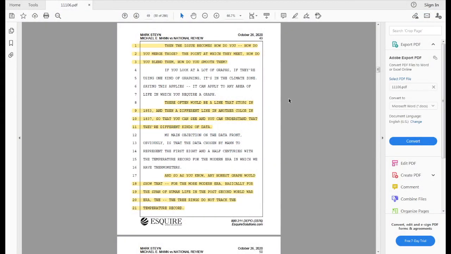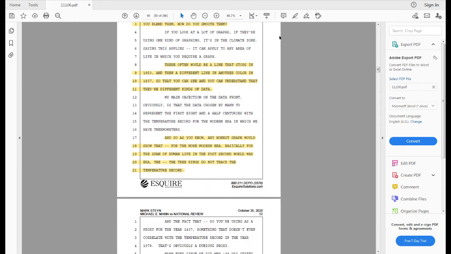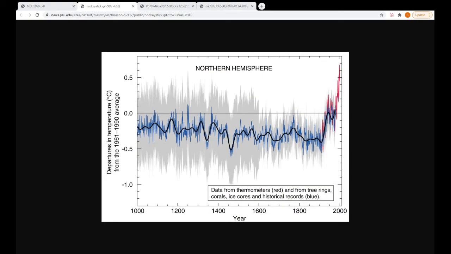Let's hop back over. And so, as you know, any honest graph would show that for the more modern era, basically for the span of human life in the post-Second World War era, the tree rings do not track the temperature record.